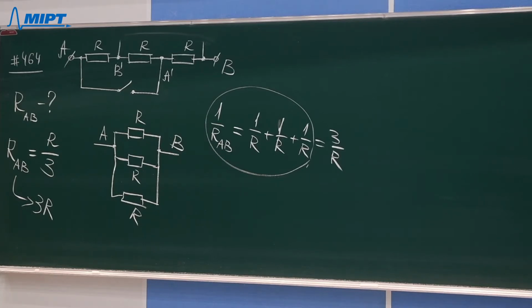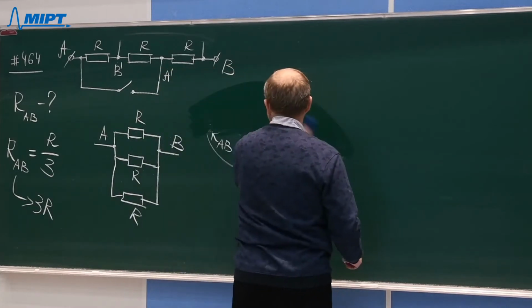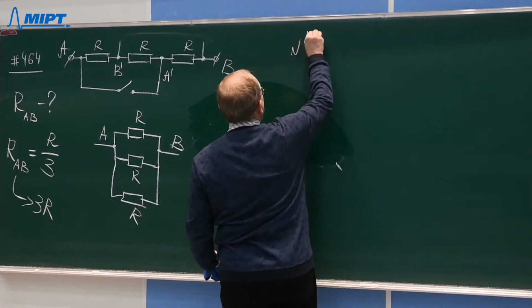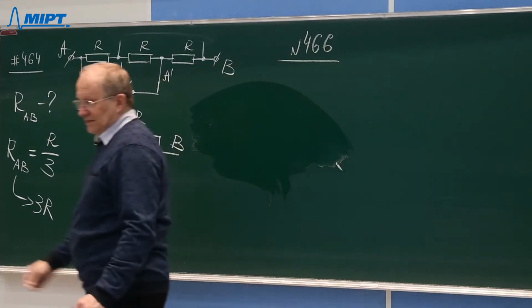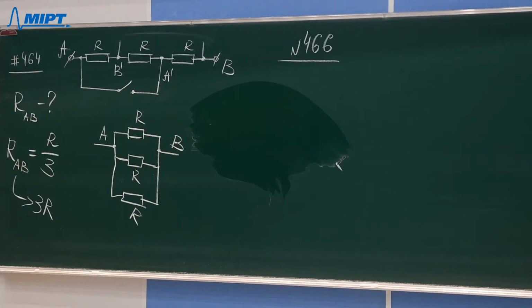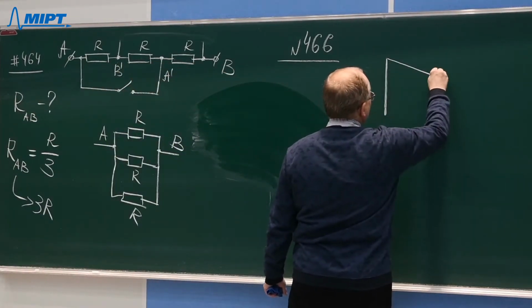Next, we will consider problem 466. Well, it says, find the resistance of a wire cube when it is connected to a circuit between points A and B. And I will show these points on the graph. The resistance of each edge of the cube is R. So we have a wire cube, something like that.